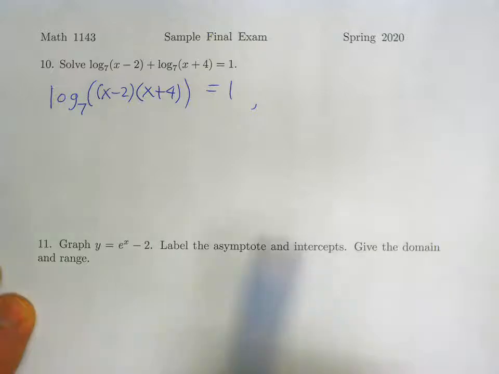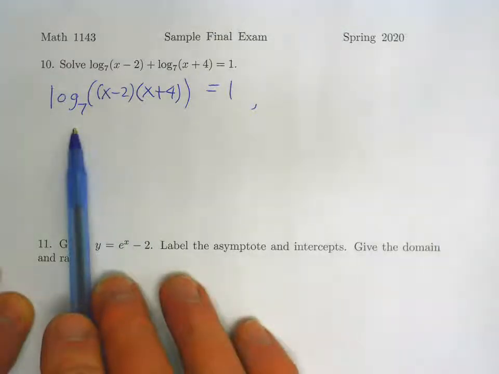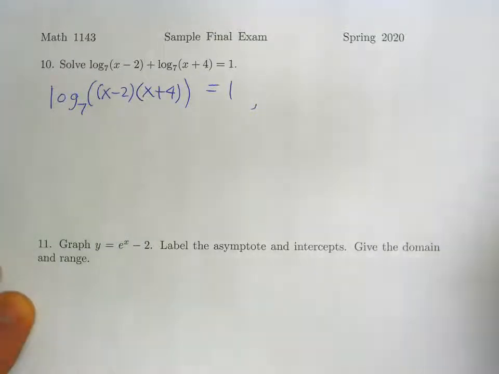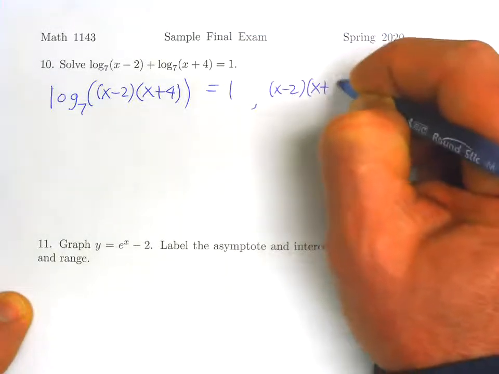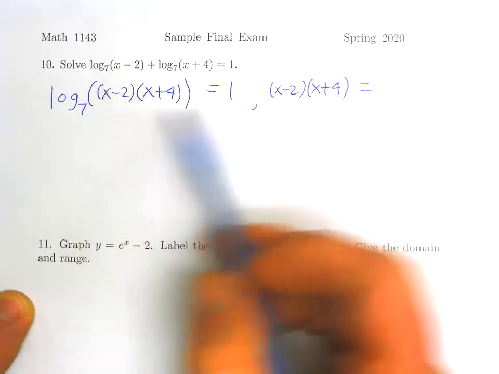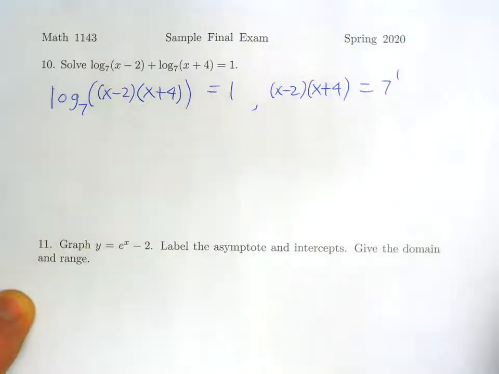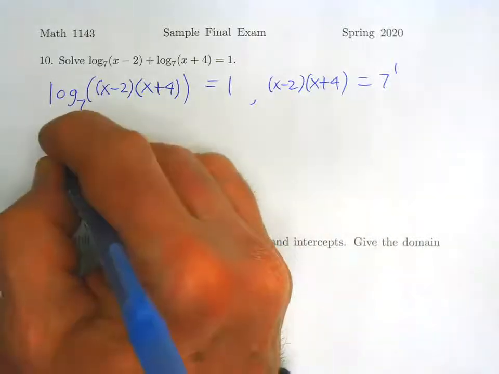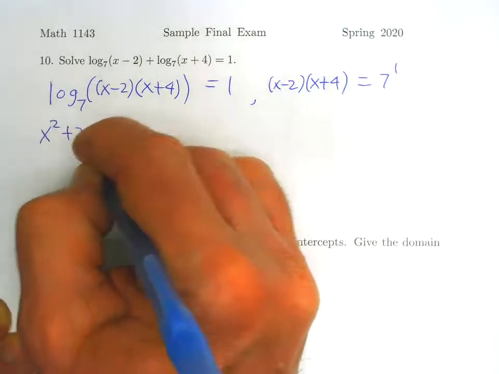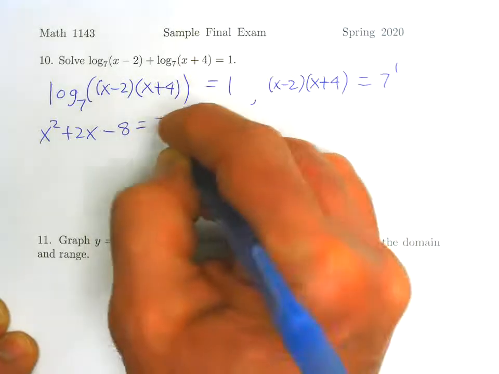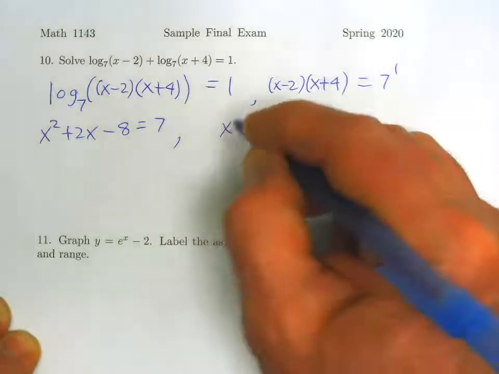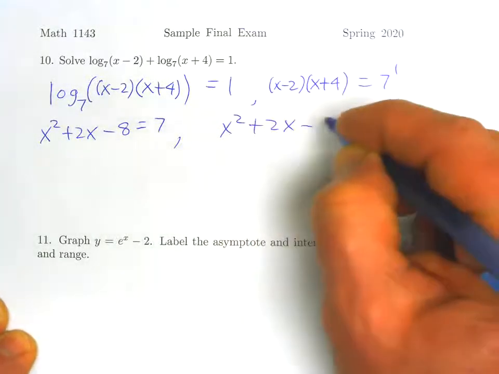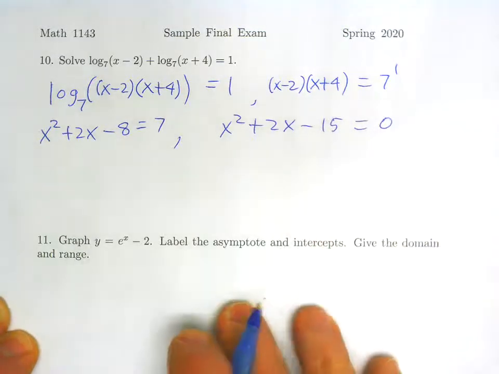And just like we always do, we transform the logarithmic equation into an exponential equation. The argument, (x minus 2) times (x plus 4), is equal to 7 raised to the first power. This is a quadratic equation, so we'll solve it using one of our methods. So we'll subtract 7 from both sides. We get x squared plus 2x minus 15 equals 0.